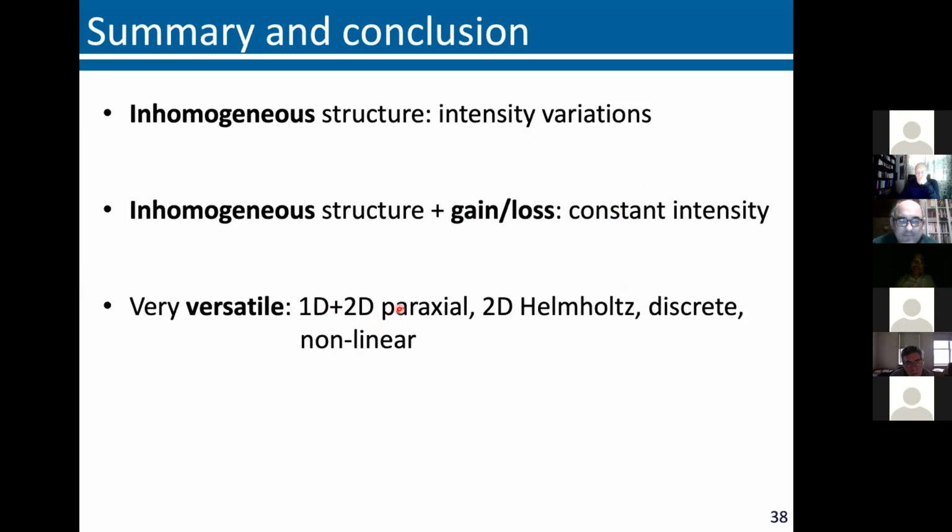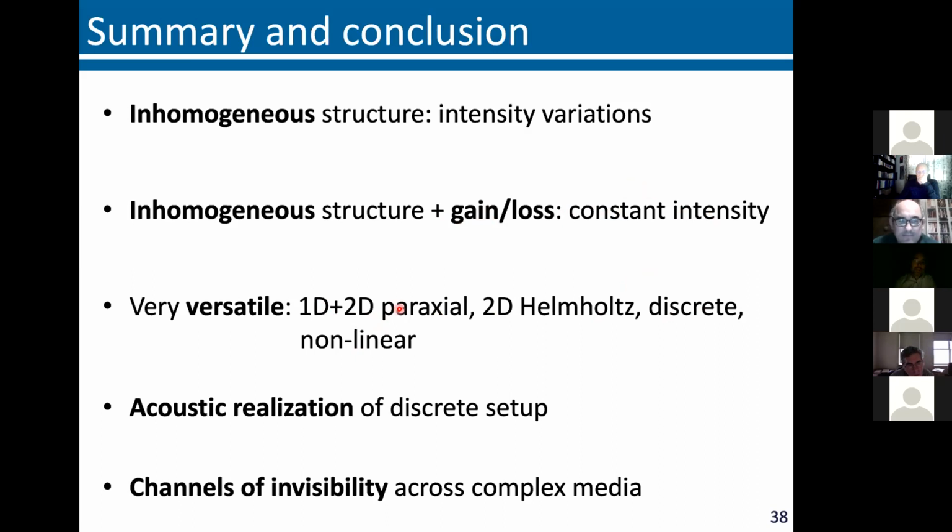I've presented you briefly an acoustic realization of this idea, and in 2D, I showed you that with the right design, you can actually create channels of invisibility through such structures.